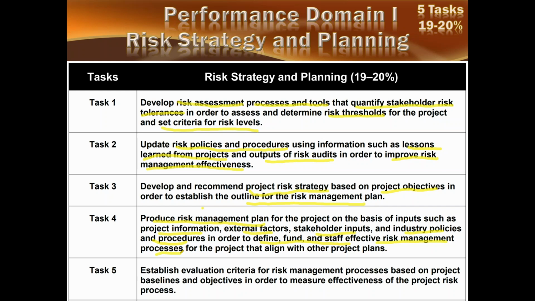So here we have a number of things. We must understand how to develop the risk management plan. Previously, we developed the outline of the risk management plan. Now, the details of the risk management plan. We must know how to take benefit of the inputs, like what is project information, what are external factors, what are stakeholder inputs, what are industry policies and procedures. We must be very apt at all of these items. And then we should be able to define, fund and staff effective risk management processes for the project that align with other project plans.